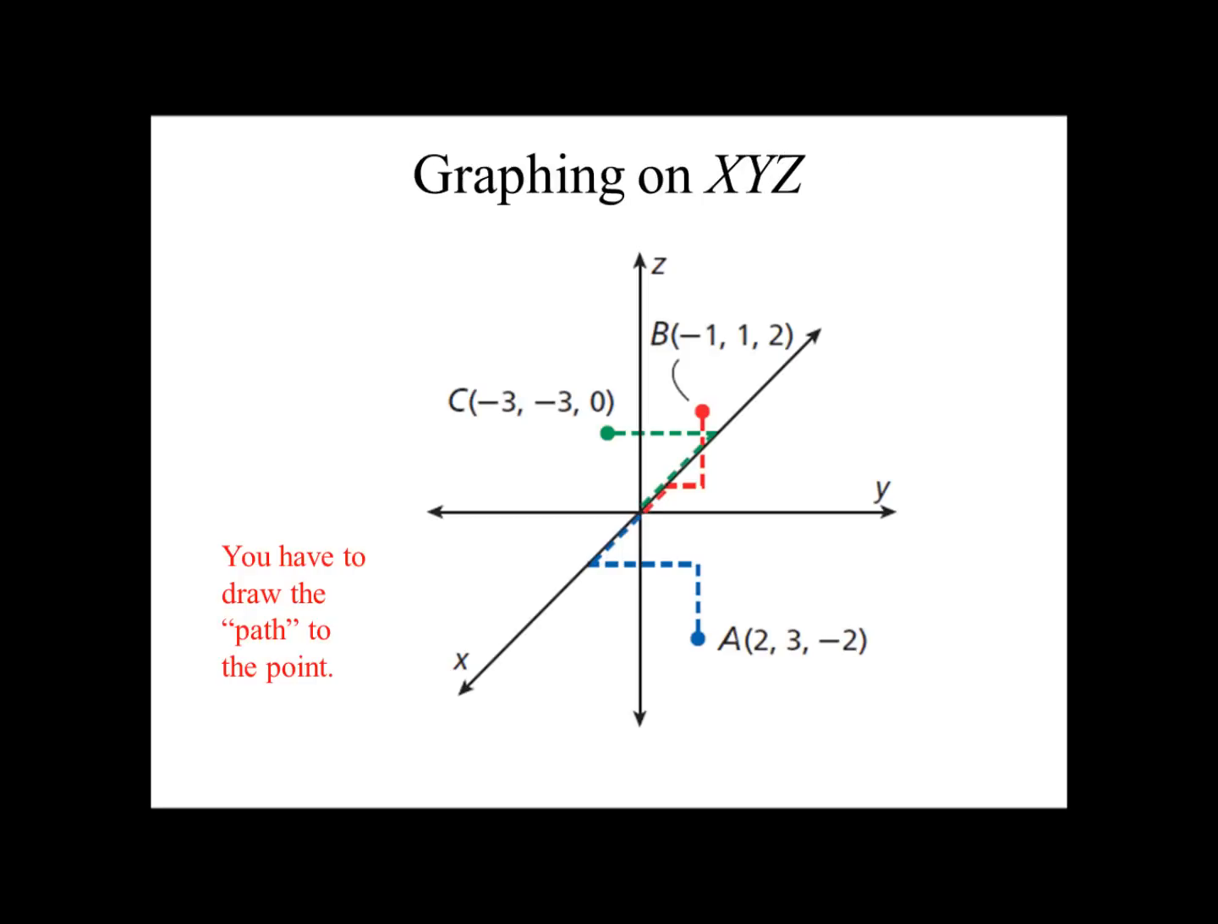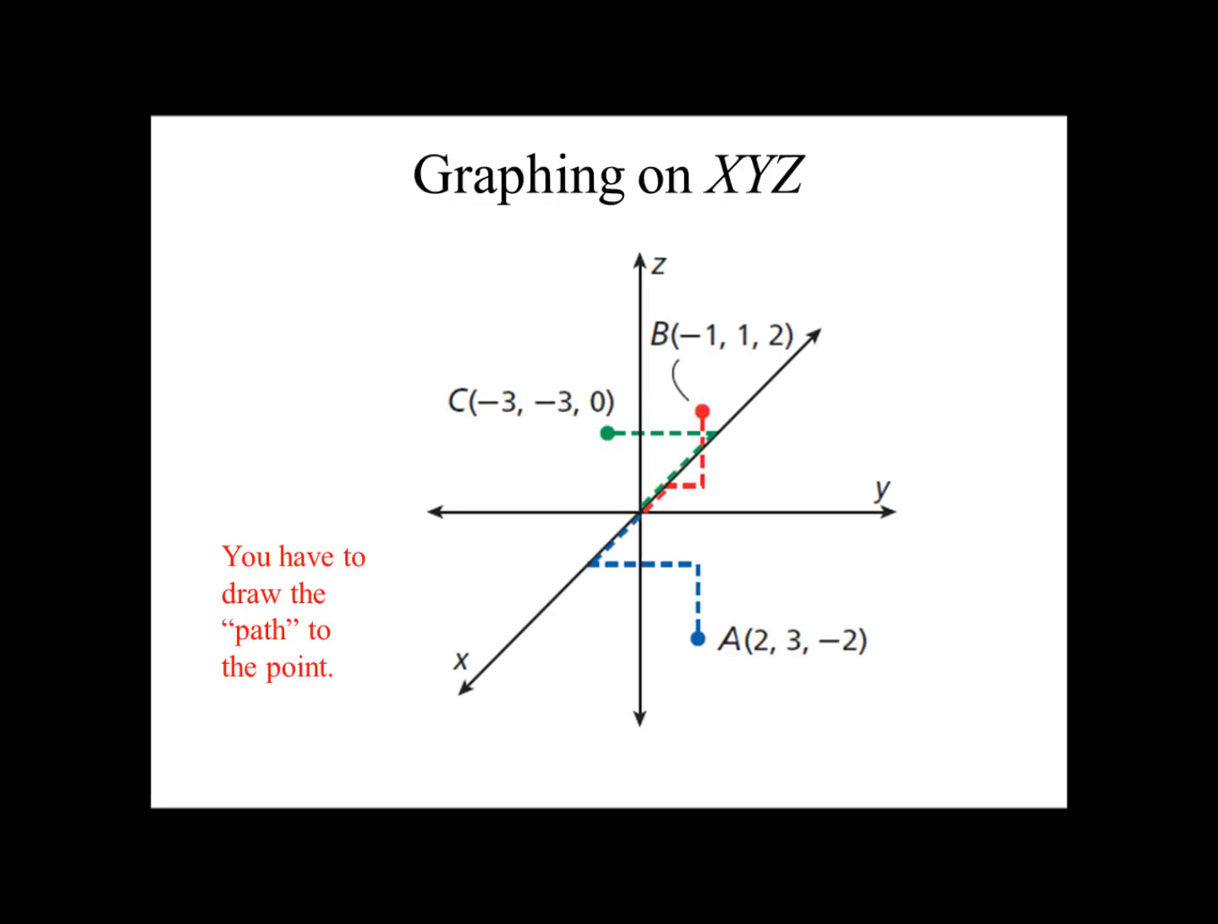Now, plotting points, plotting ordered triples, what I want you to do is draw the path that you see. So we have 3 points here, A, B, and C, drawn in 3-dimensional space. Now, we've also drawn the path that's followed to get from the origin to the point. This is very important. You too must draw the path to get from the origin to the point. So the point A is 2, 3, -2. So if you start at the origin and follow the blue line, you go out the x-axis.